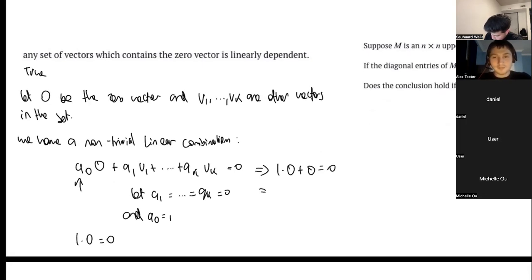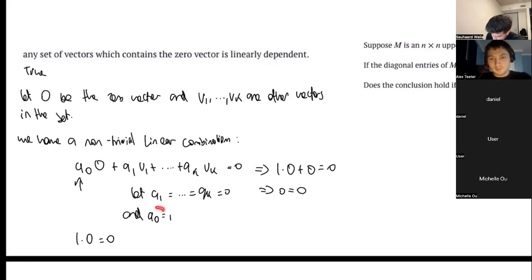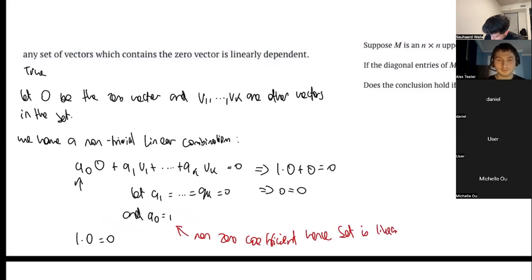And this is true, right? 0 is equal to 0. But the reason this is linearly dependent is because we have a non-zero coefficient. Hence, the set is linearly dependent. That's it.